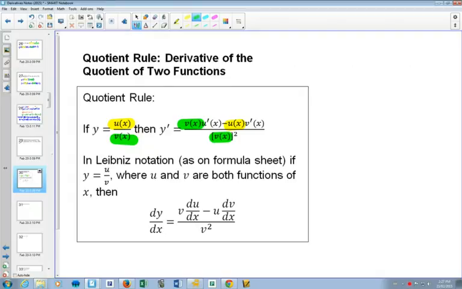In Leibniz notation, same kind of thing. If our top one is just u and our bottom one just v, keep the bottom one the same, times by the derivative of the other one. Subtract, keep the other one the same, times by the derivative of the bottom one. And finally, the bottom one squared.